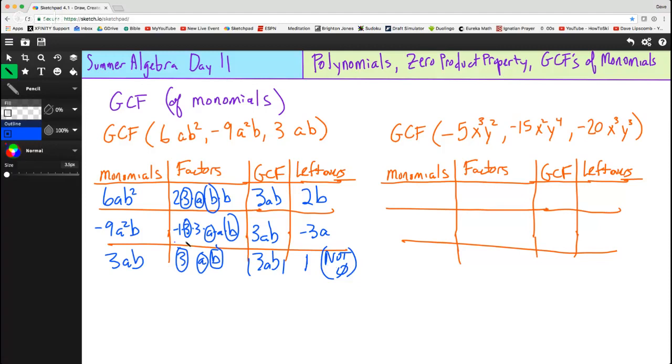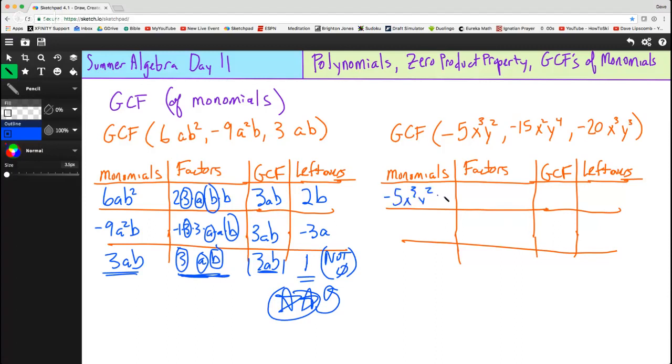It's not a 0. If everything's gone from our factors and we have our GCF, it's the same as our monomial. What's left over is a 1 when we divide the monomial by our GCF. It's not a 0. This is important. This is super, super important. Okay, let's move on.